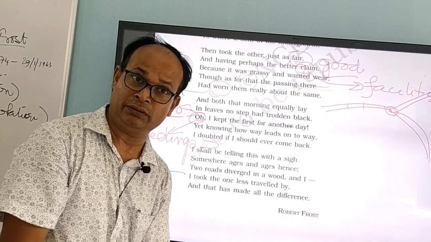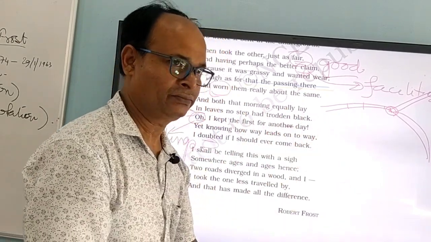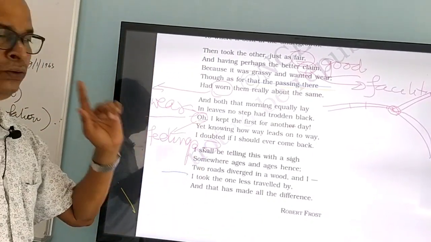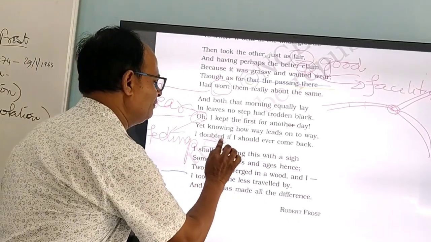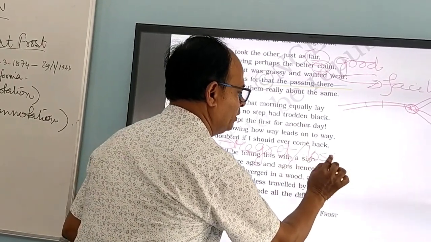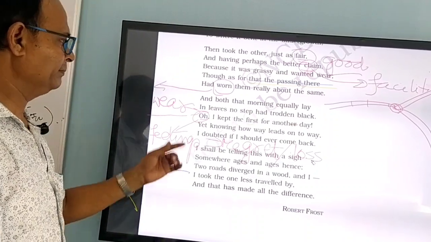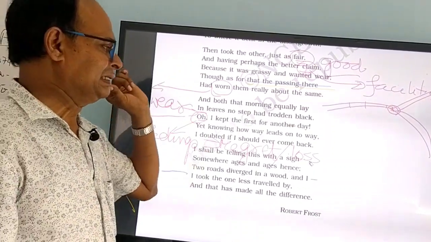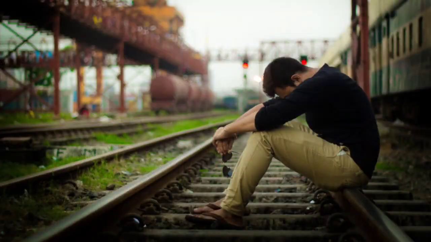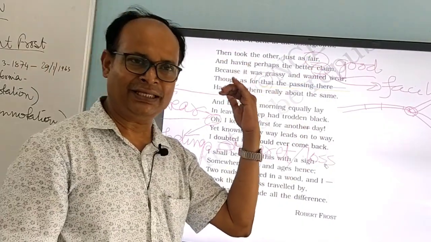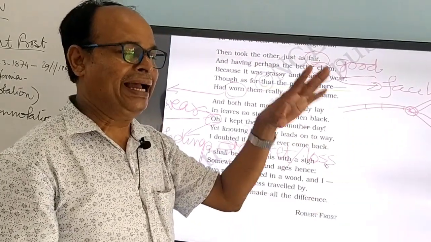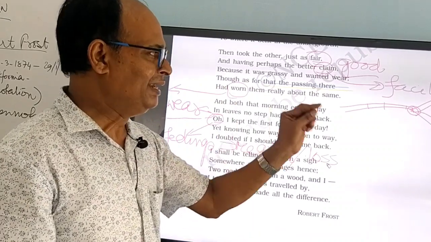Oh, I have lost the pain. Oh, I'm undone. Okay? So the "oh" here means there is a sense of regret, a sense of loss, of having lost something. Therefore now, the poet is very much regretful. He felt very sorry that he kept the first route to be taken in future, even though he knew very well that way leads to way.